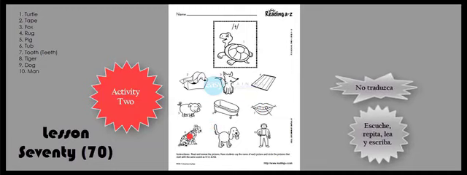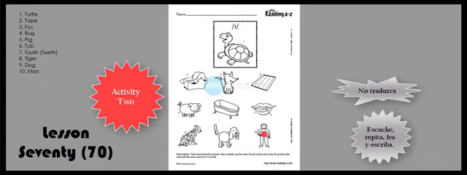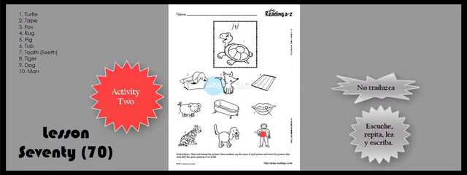Number 8 is a tiger. Number 9 is a dog. And number 10 is a man. A man. Now, I'm going to make the sentences. Usted hágalas también, por favor.